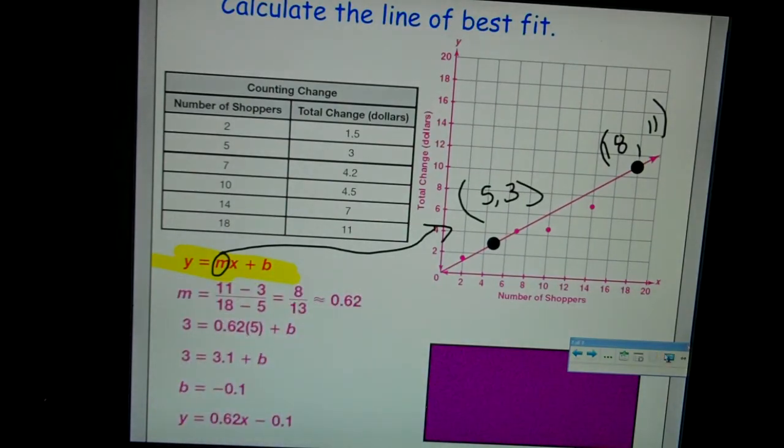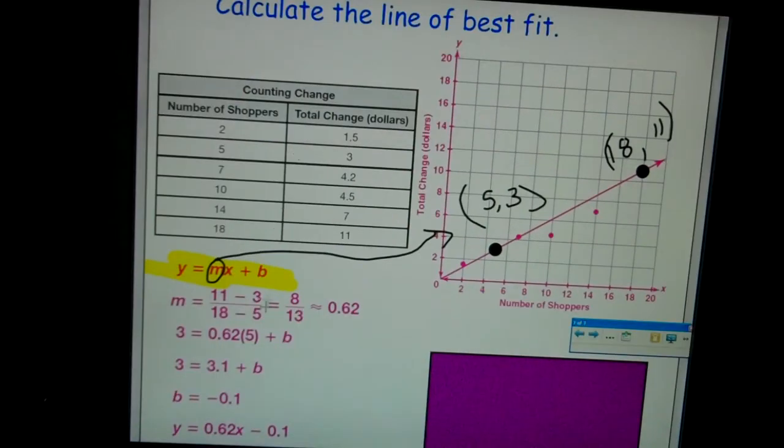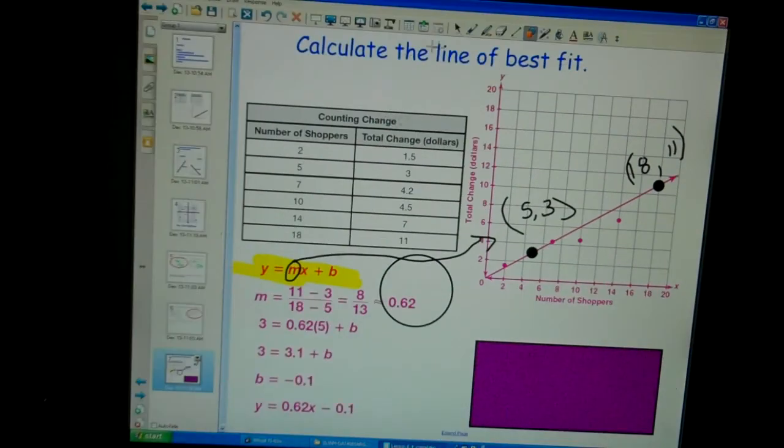Whoops, I showed the whole thing. I don't want to show you the whole thing. The slope. Here's what I wanted to show you right here is the slope. This is the slope right here.